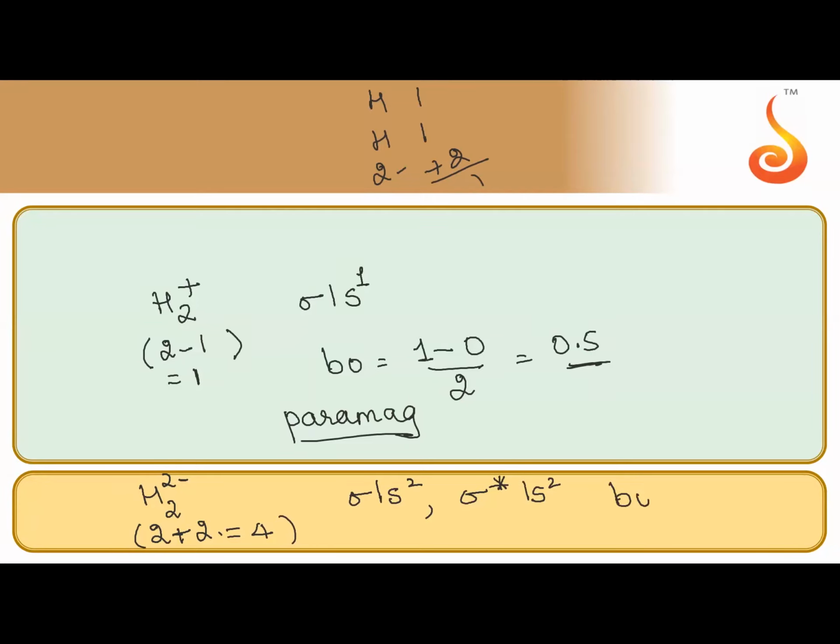If you calculate the bond order, bonding electrons 2 minus 2, divided by 2, the answer comes to be 0. I can say that H2 2 minus does not exist. There is no bond between hydrogen and hydrogen in H2 2 minus. It does not exist. There is one more way that we can do this.